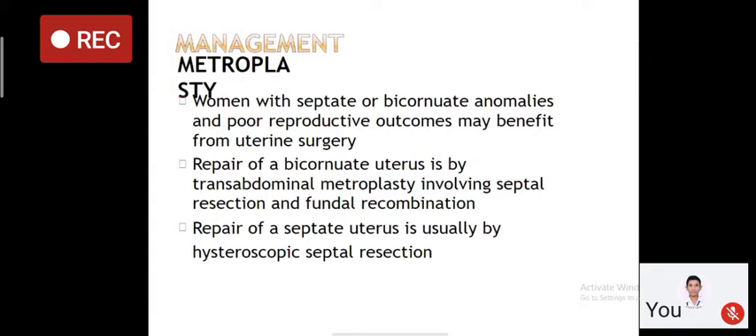Women with septate or bicornuate anomalies and poor reproductive outcome may benefit from uterine surgery. Repair of bicornuate uterus is by transabdominal metroplasty involving septal resection and fundal reconstruction. Repair of septate uterus is usually by hysteroscopic septal resection.